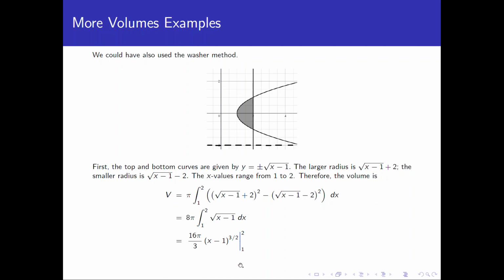Antiderivative here, we had 2/3 times (x minus 1) to the 3/2. This is where the 16 pi over 3 comes from. It's 8 pi times 2/3. Plug in your endpoints and get 16 pi over 3.